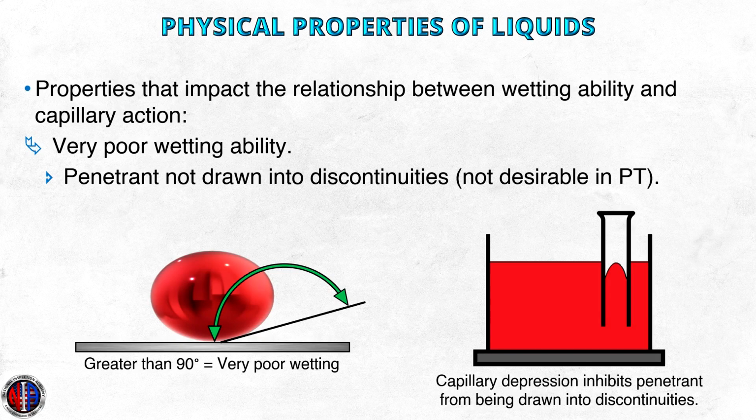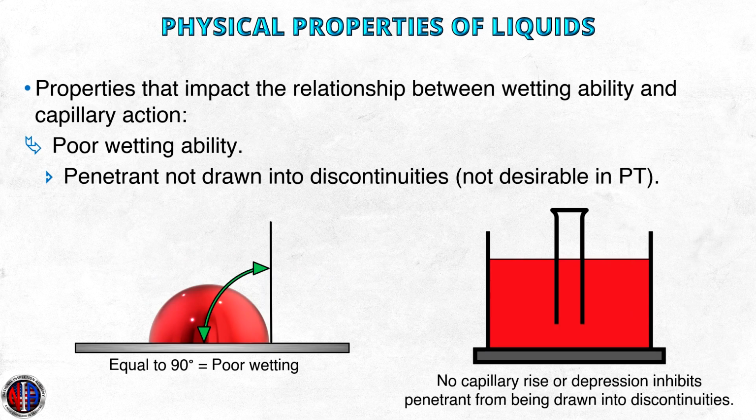Very poor wetting ability. Penetrant will not draw into discontinuities, not desirable for PT. If a drop of our penetrant material is placed on a piece of glass and the angle of the molecule is greater than 90 degrees, we have very poor wetting ability. If we were to put a beaker into a bath of the penetrant material with a very poor wetting ability, we would have a capillary depression which inhibits penetrant from being drawn into discontinuities. So we don't want to use a penetrant that has very poor wetting ability because it will not be drawn into any discontinuities.